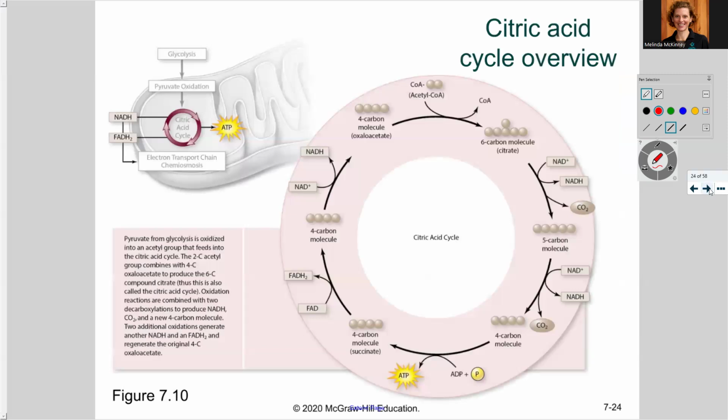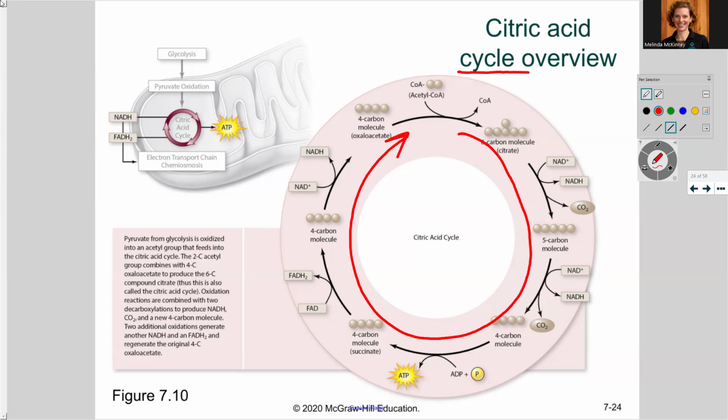So this is the more complex illustration from your book. You do not need to memorize this. It is called a cycle because some of the components are recycled and get used again. But for our purposes, you don't have to memorize any of that. Just know that we're creating the electron carriers here, right? And we're creating carbon dioxide here, right? And we're creating a little ATP here.